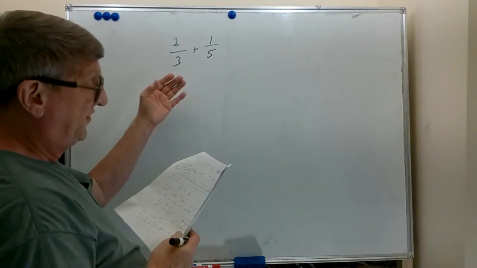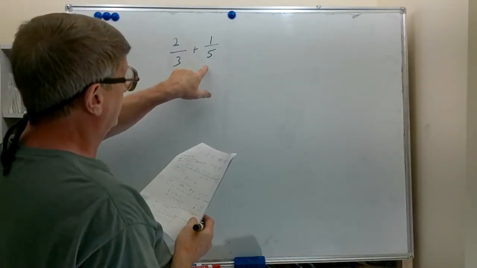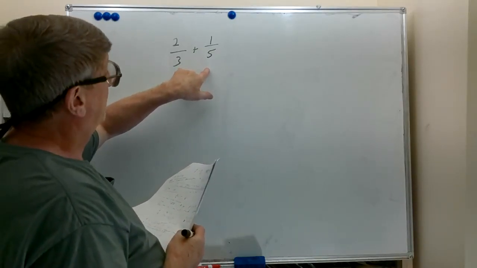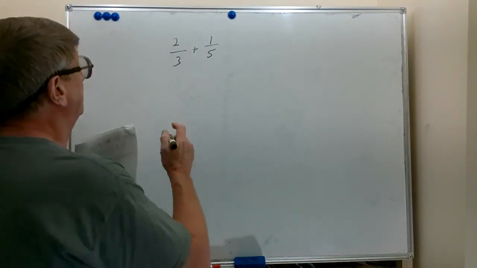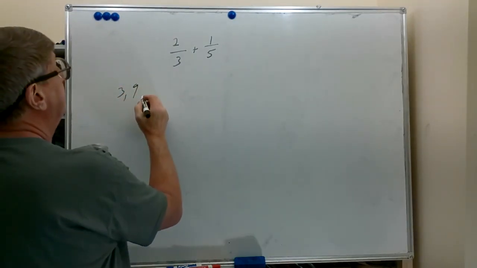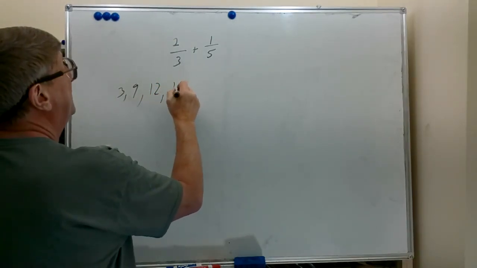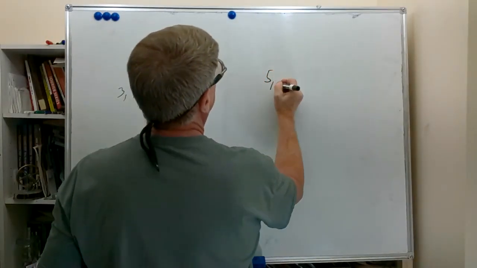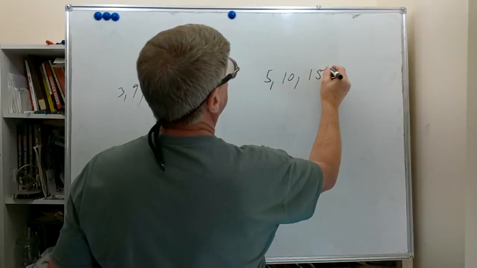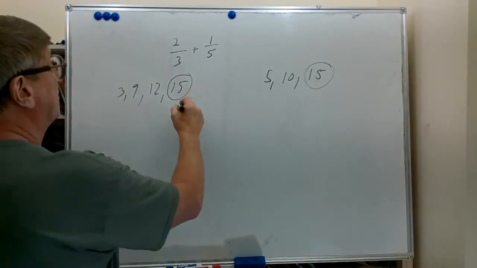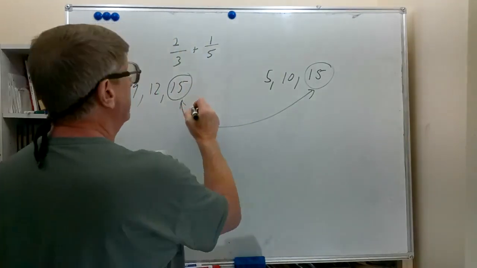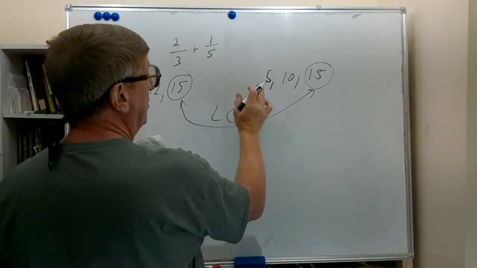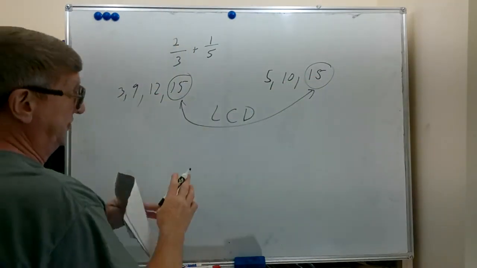Now we want to find a number that's divisible by 3 and divisible by 5. Well, if we count by 3s, 3, 6, 9, 12, 15. Oh, there's a number that's divisible by 3 and divisible by 5. If we count by 5s, we go 5, 10, 15. There we found the same number. So it appears that in this case, 15 will be the least common denominator. We basically found multiples of 3 and multiples of 5, and there we found them to converge.